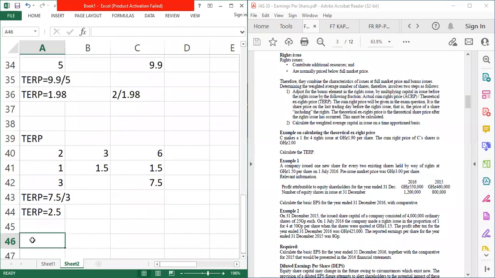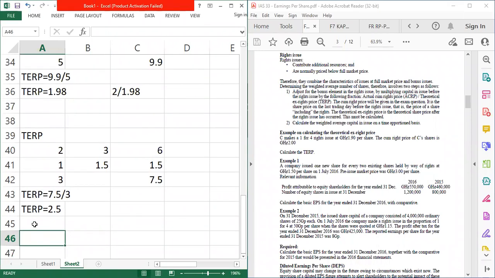So for us to get the rights issue fraction now, the rights issue fraction is equal to the cum-rights price. What was the cum-rights price? 3 cedis. 3 cedis divided by the theoretical ex-rights price, 2.5. That gives 1.2.